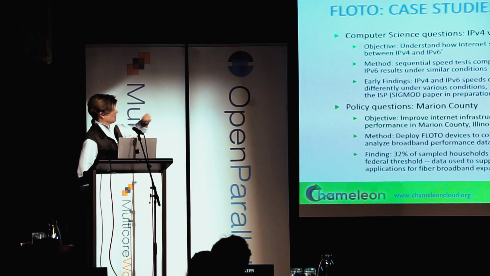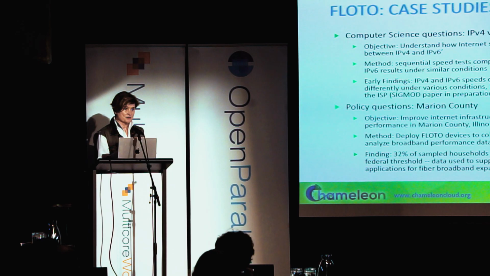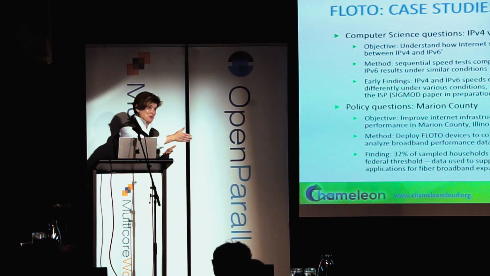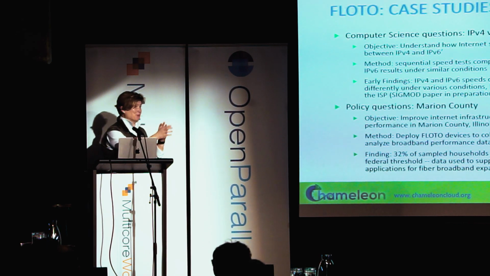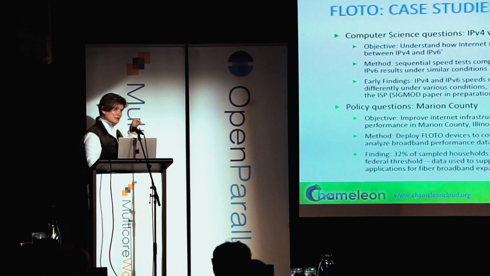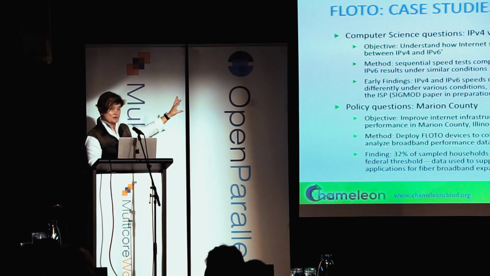Here's a computer science example, which is IPv4 versus IPv6. It turns out that the speeds degrade differently in various conditions. Now, what are those conditions? This is what I'm saying: broadband scientists, if you ask them a few weeks from now, will tell you they want to measure something else. Because they find a phenomenon, then they need to drill down, they need to change their tests, they need to measure a different thing. So this is one thing we're doing.